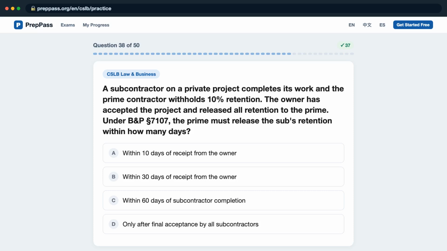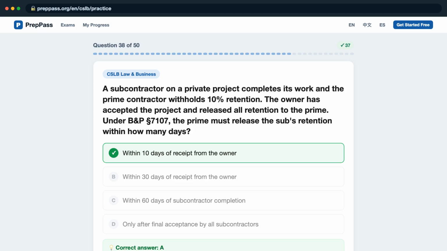Question 38. A subcontractor on a private project completes its work and the prime contractor withholds 10% retention. The owner has accepted the project and released all retention to the prime. Under Business and Professions Code Section 7107, the prime must release the sub's retention within how many days? Is it A, within 10 days of receipt from the owner? B, within 30 days of receipt from the owner? C, within 60 days of subcontractor completion? D, only after final acceptance by all subcontractors?